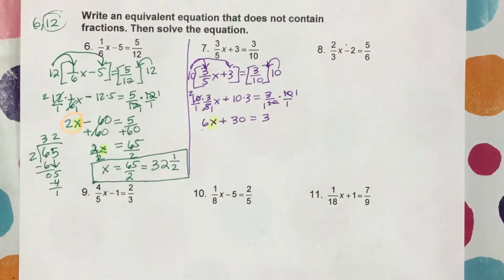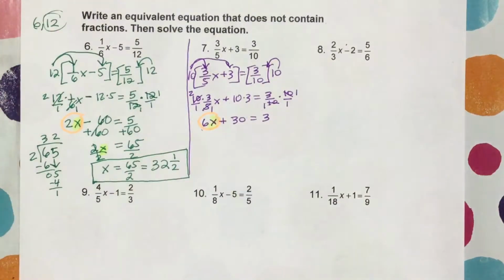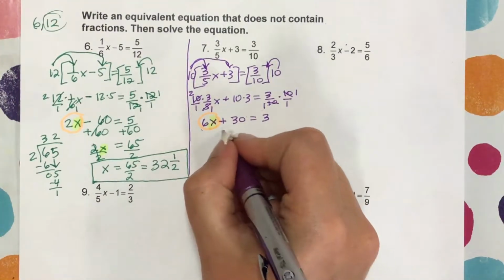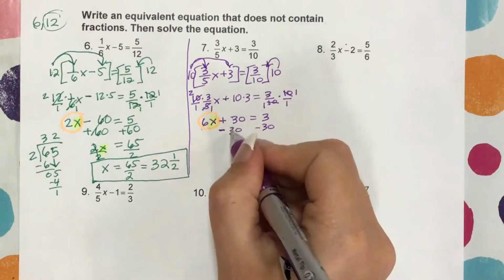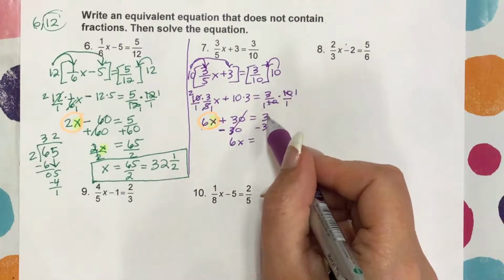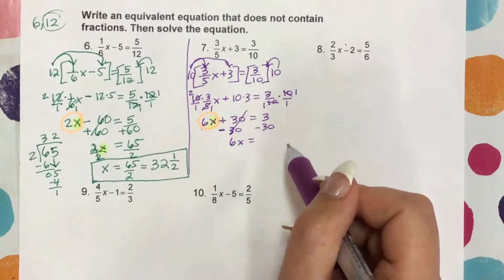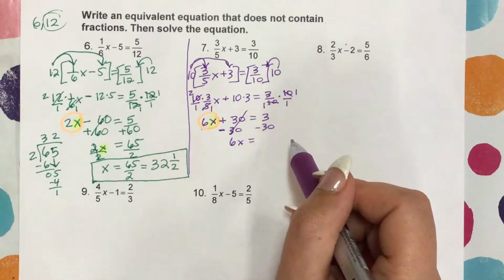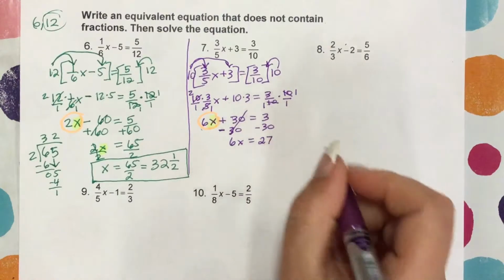Okay, I have a two-step equation, which means I'm going to leave this 6x together until the very end. Which means I need to get rid of this positive 30. I'm going to do that by doing the inverse operation, which would be subtracting both sides by 30. This cancels. I'm left with 6x equals. This is a positive 3 and a negative 30, so the signs are different, which means I need to find the difference between 30 and 3. And if I take 3 away from 30, I get 27.